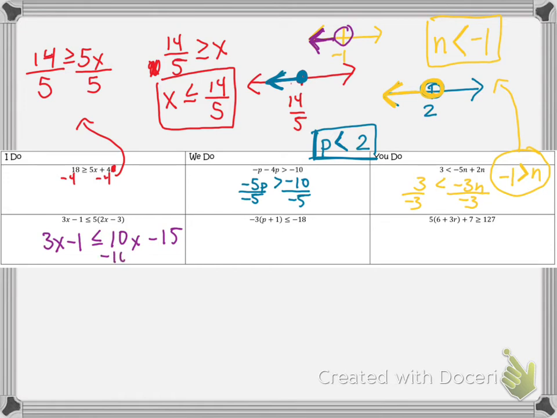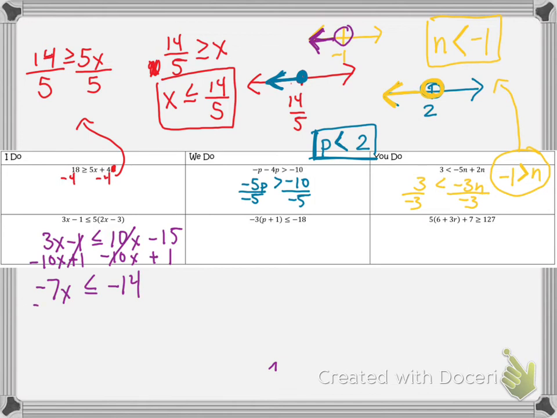Now let's do minus 10x, minus 10x. And I'm going to be a little advanced, and I'm going to add 1 on both sides. That way this cancels out and this cancels out. I have negative 7x less than or equal to negative 14. I just did 2 steps in 1 step because we're getting a little bit better at this now.